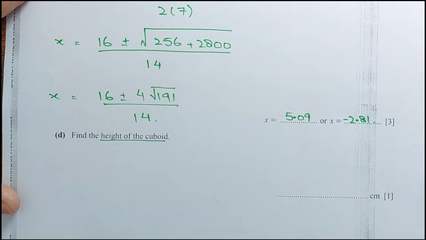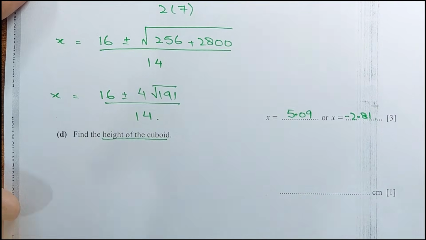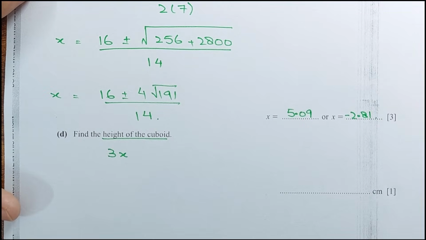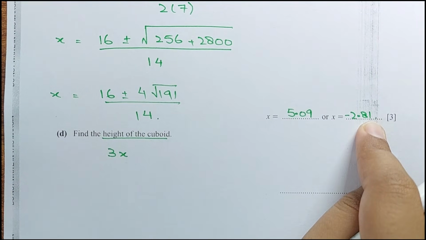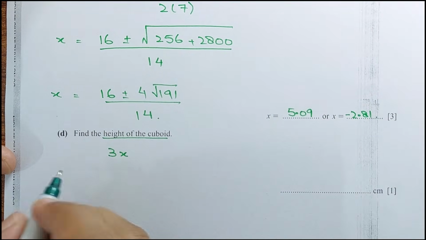The height of the cuboid. What was the expression for the height of the cuboid? The height of the cuboid is 3 times x. Now which x do we have to use, the positive one or the negative one? As we know, height is a dimension and a dimension can never be negative, so we are not going to use the negative one, we have to use the positive one.